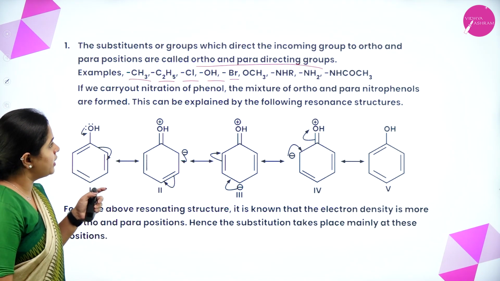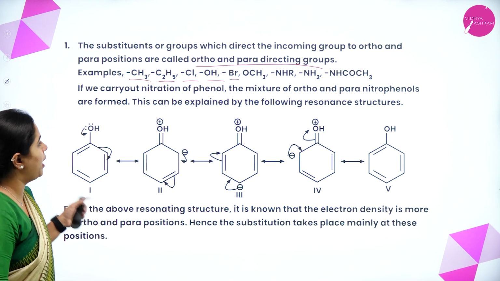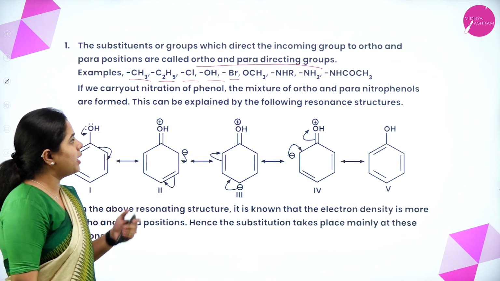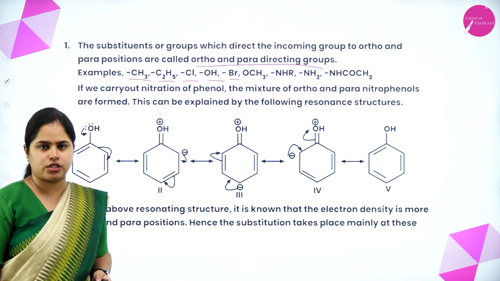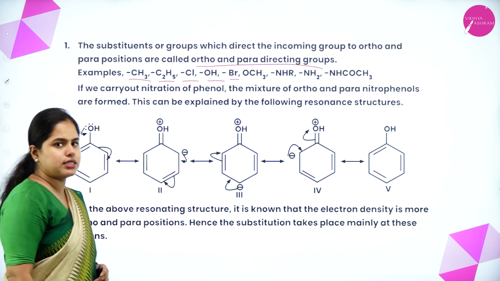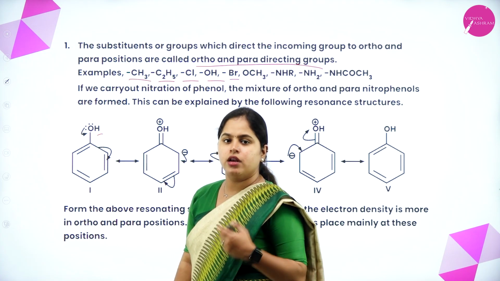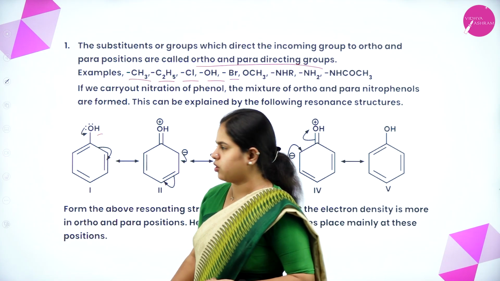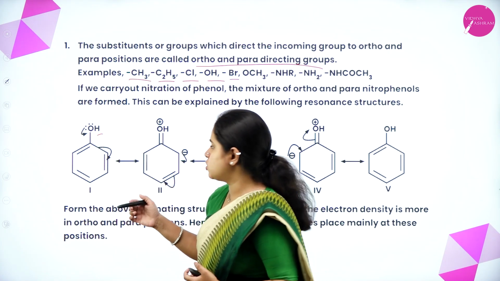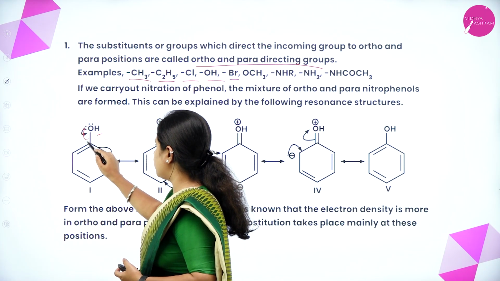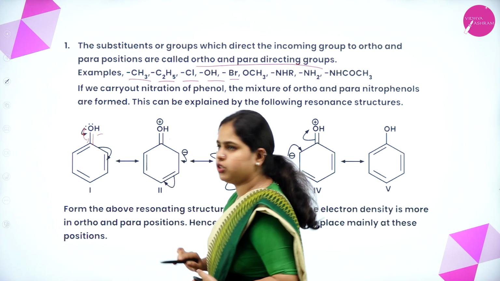If we carry out nitration of phenol, a mixture of ortho and para nitrophenols is formed. This can be explained by the following resonating structures. So as you can see here, let's take the example of phenol. On phenol, what is it? It is the OH group, right? So oxygen will have lone pairs of electrons. Now it will undergo resonance. This lone pair of electrons will come here, and you will get a double bond here, which you can see.